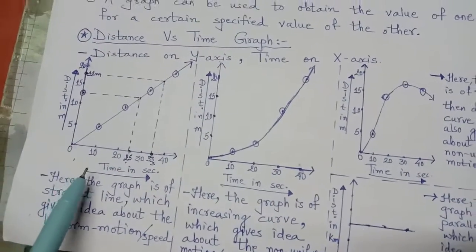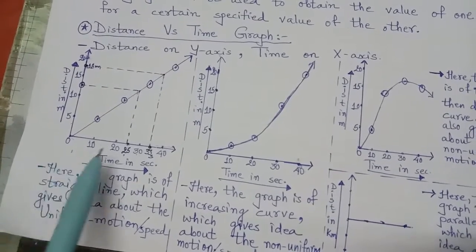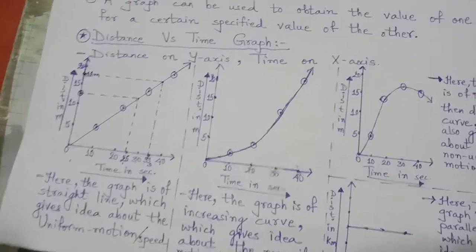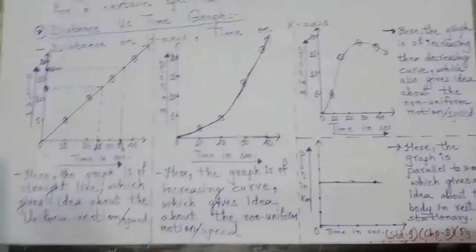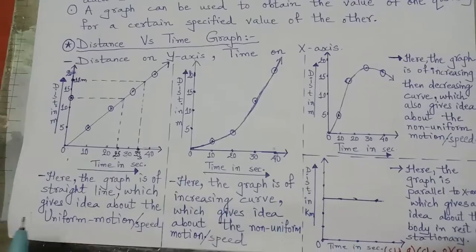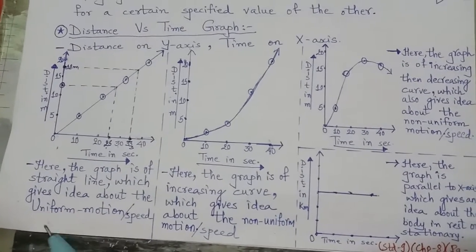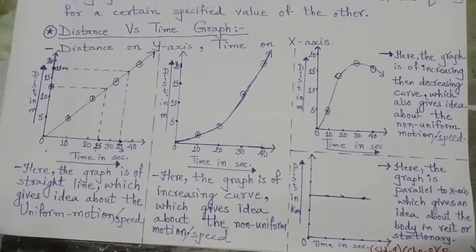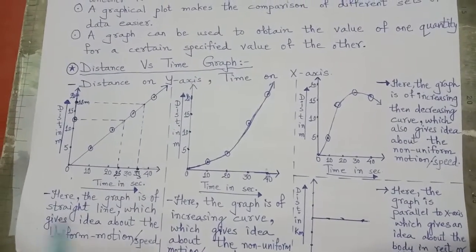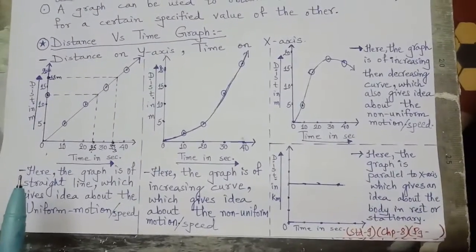So we can say that the graph is useful to get the value of some specific quantity which we want to know and which is not given in our data. Clear? So this is how we can plot the graph. We can read the graph and even get information which is not mentioned in our data. Right? Please go through it properly and try to plot the graph in your notebook. Thank you.